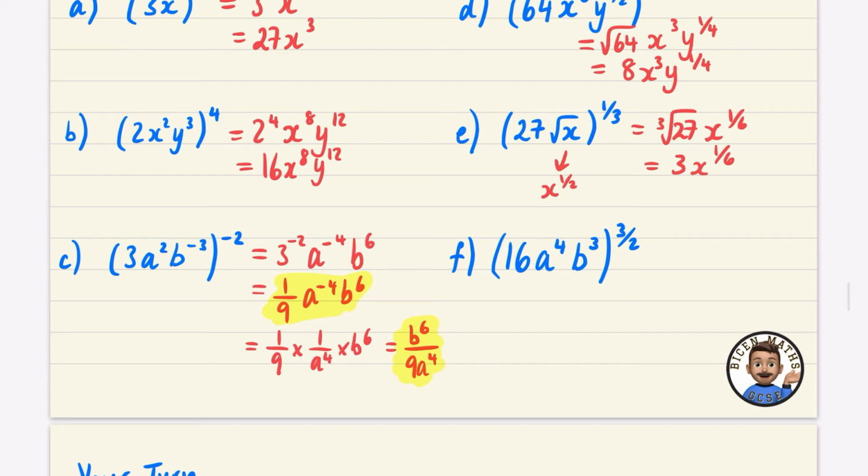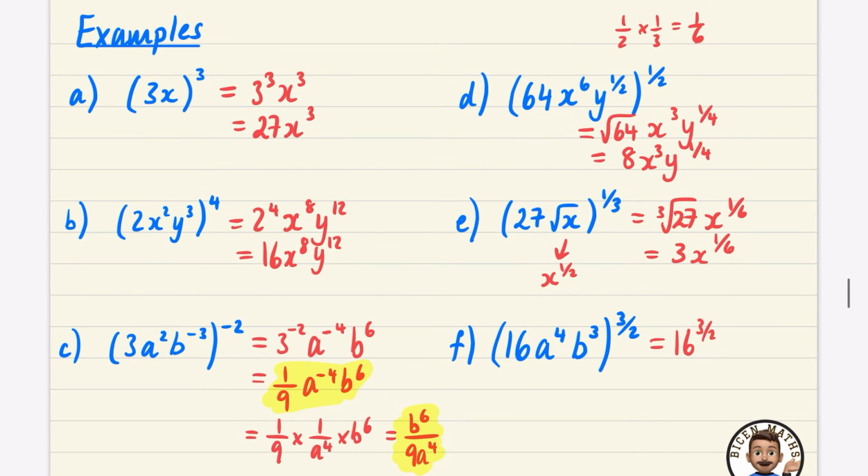Okay, this one's a bit more complicated. So we've got the 16 to the 3 over 2, and I'm going to do the 4 multiplied by the 3 over 2. So let's just quickly do that up here where I was doing some other things. 4 multiplied by 3 over 2, it's kind of like a 4 over 1. So it's 12 over 2, or 6. So it's a to the power of 6. And then we've got 3 multiplied by 3 over 2. Well, that's just 9 over 2. So we then have b to the power of 9 over 2.